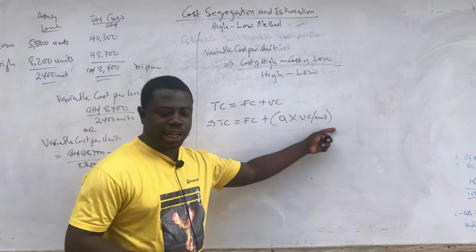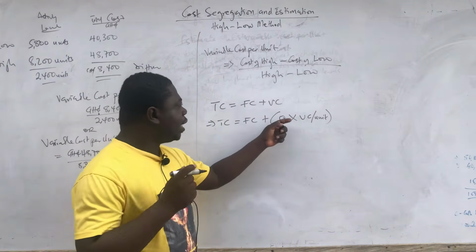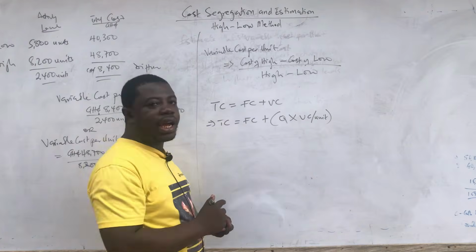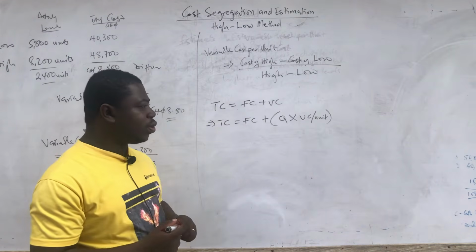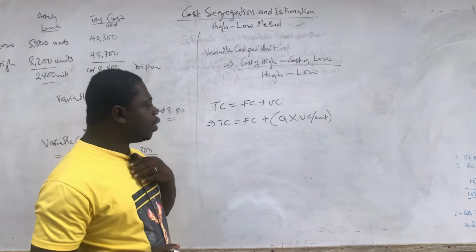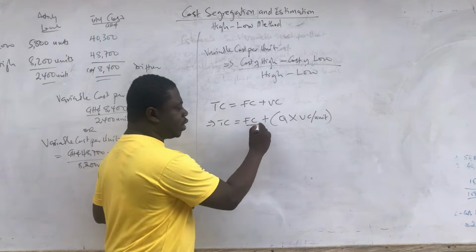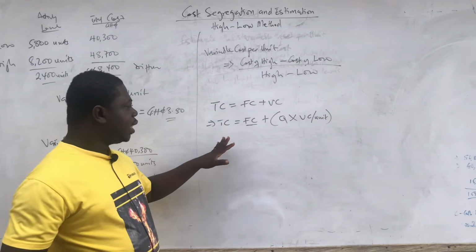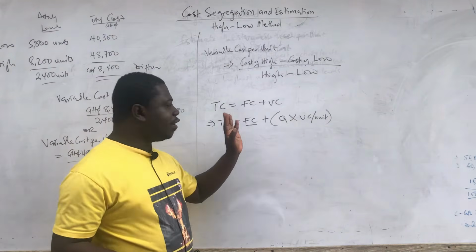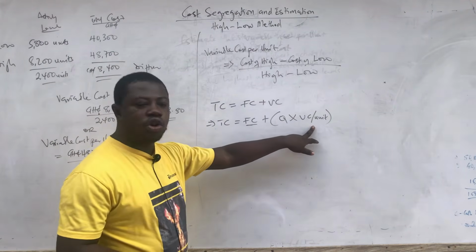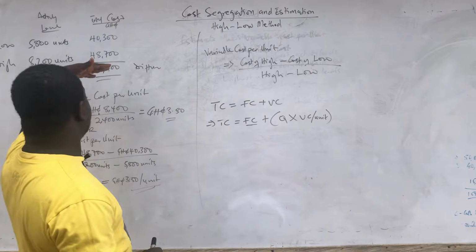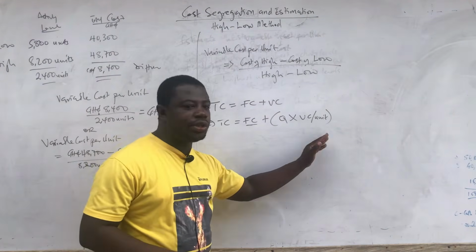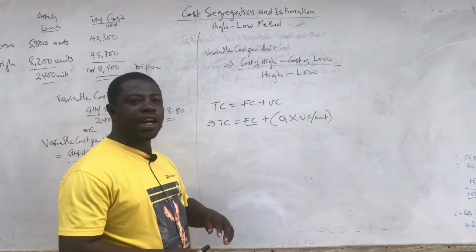So this expression in bracket that I have here is the same as the total variable cost that I have here. And so this is the total cost equation. And so what we are going to do is that we have to find the fixed cost. The fixed cost is what we are going to find. And so we can just put in any of the activity levels. Now that we have our variable cost per unit, we can just choose any of the activity levels and just substitute them into this equation and then find our fixed cost.